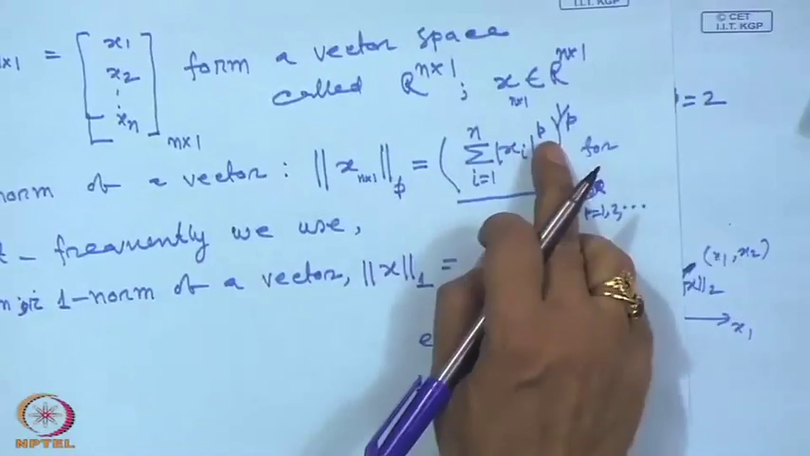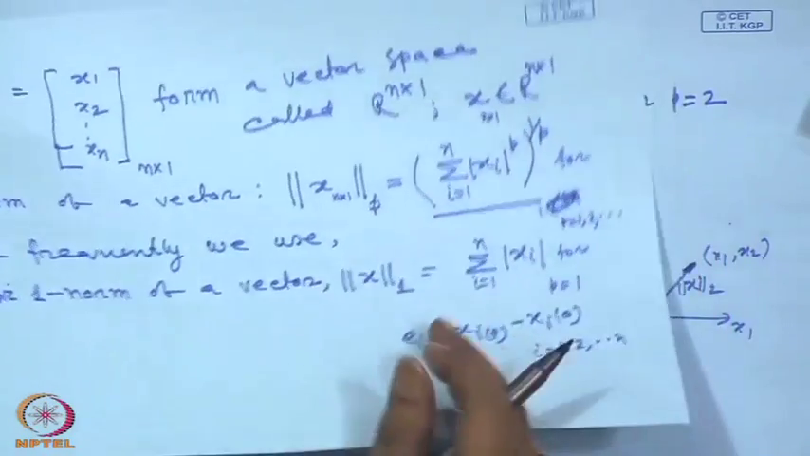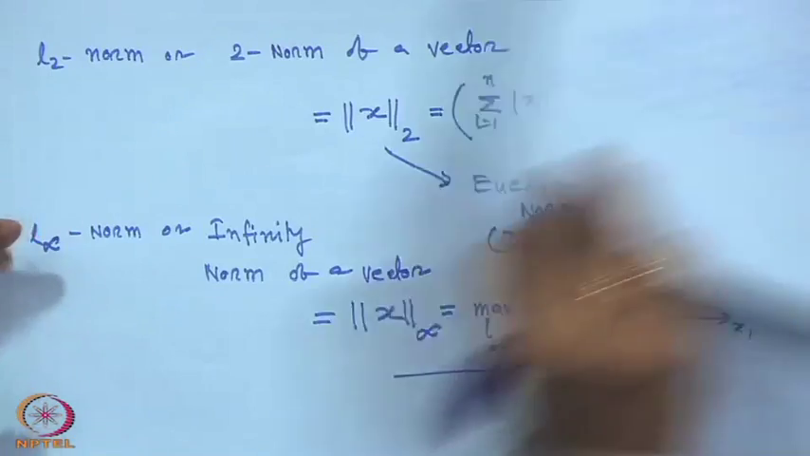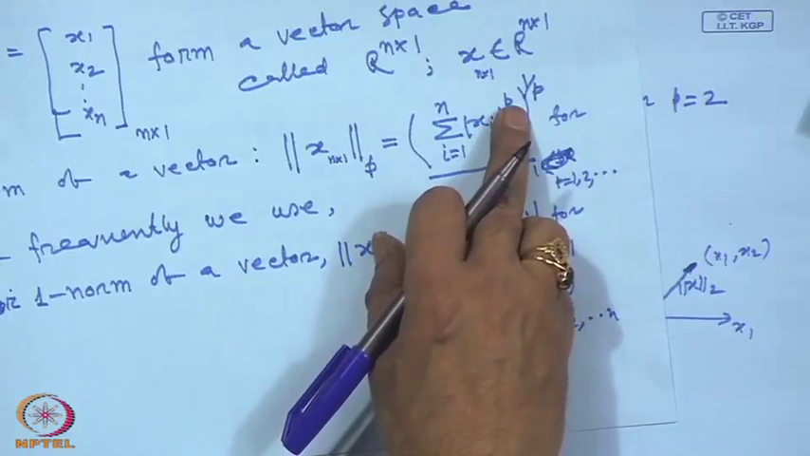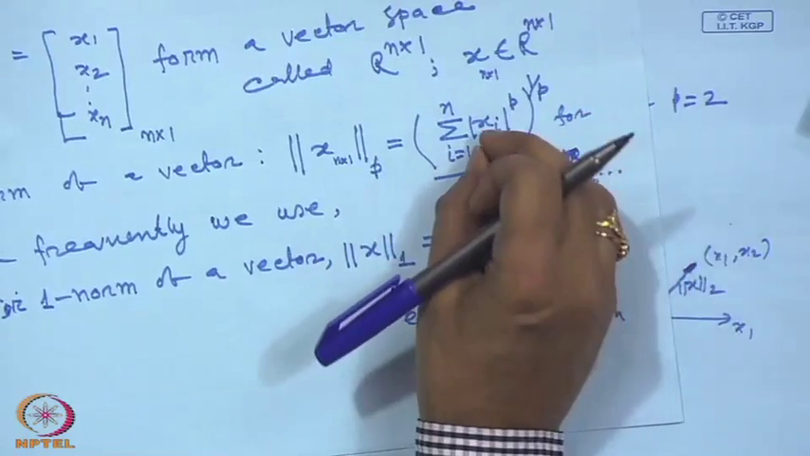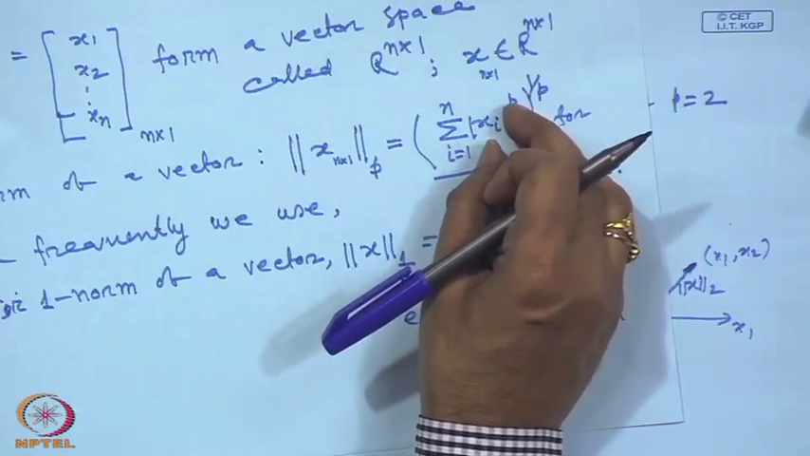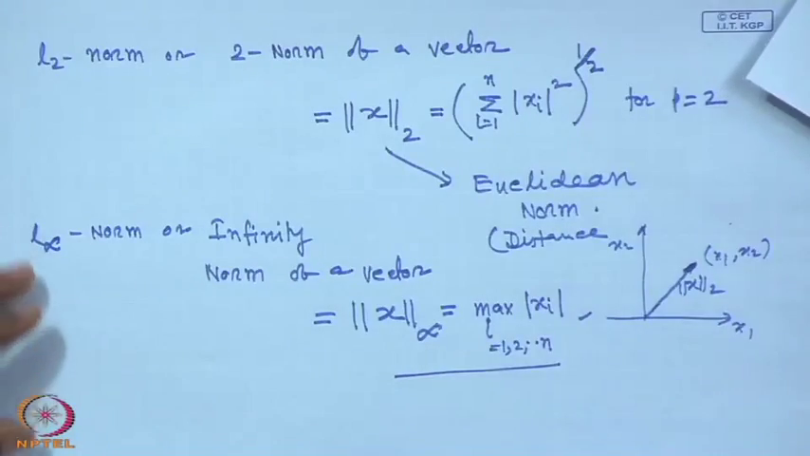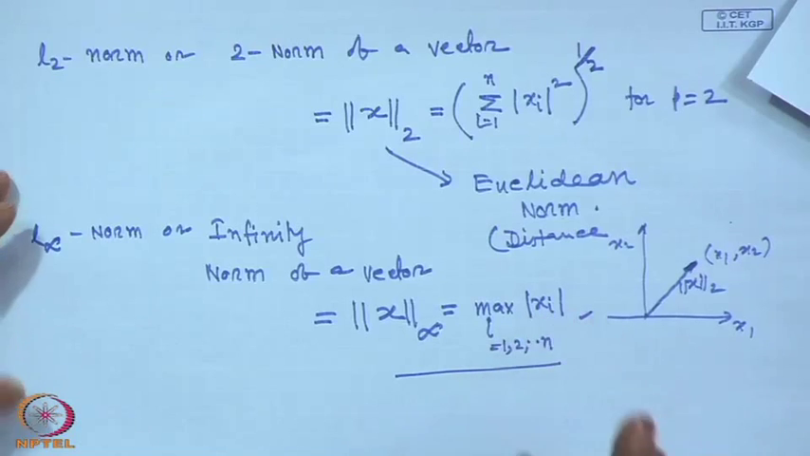And you see this power is multiplied by 1 by p. So this cancels out: you take the sum of all these things, keep the one that is highest in magnitude, then p into 1 by p cancel. Ultimately it comes to max over i from 1 to n of the modulus of x_i.